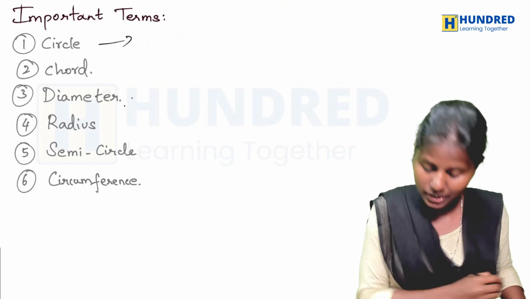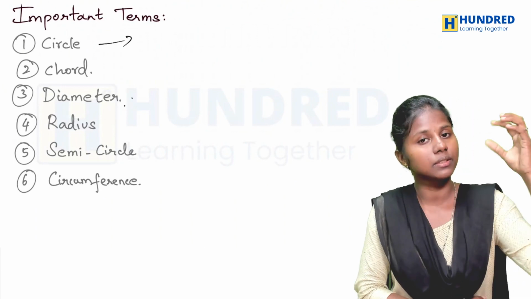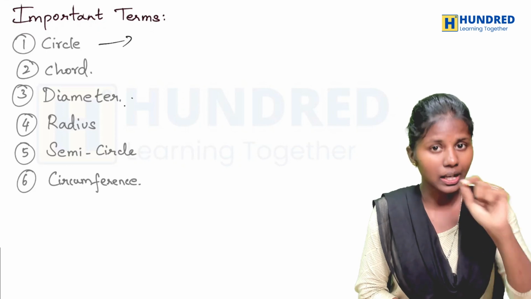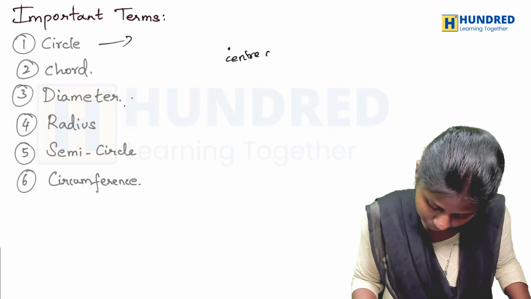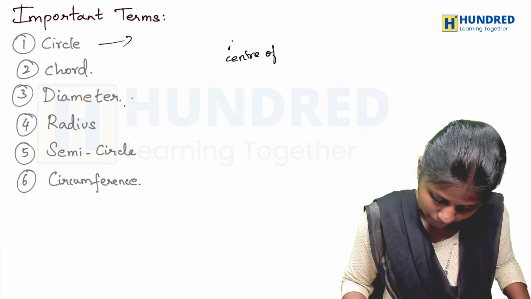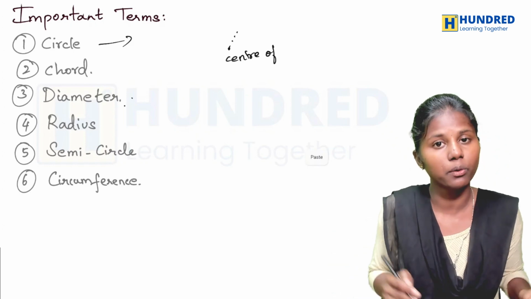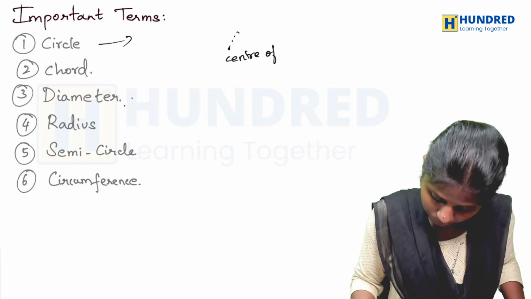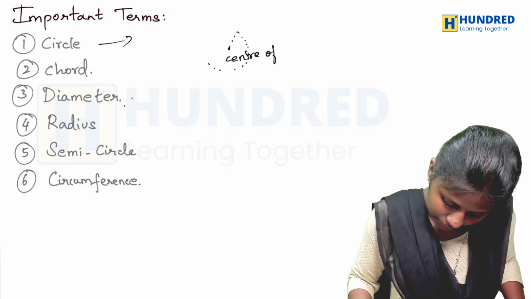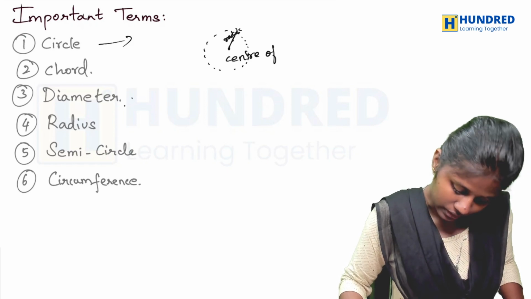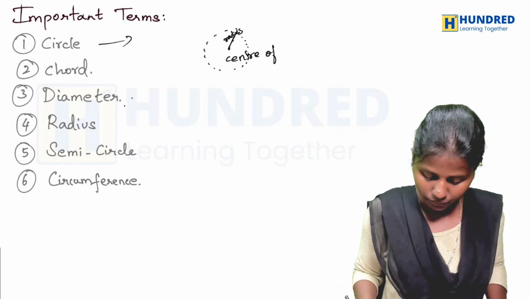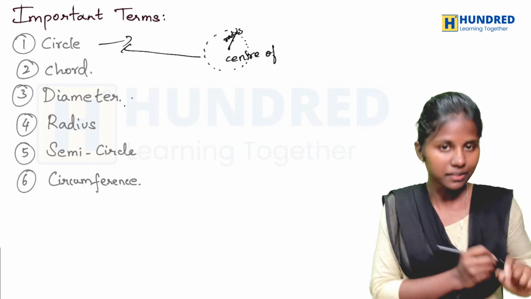First term we are going to see is: what is a circle? Before defining the circle, I am going to explain a center, which is a fixed point. From this point, we plot all the points which are equidistant from the center, and that distance is termed as radius. By joining all these points, we get the shape called a circle.